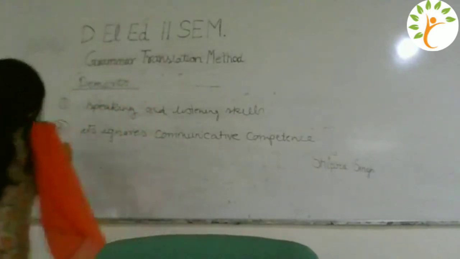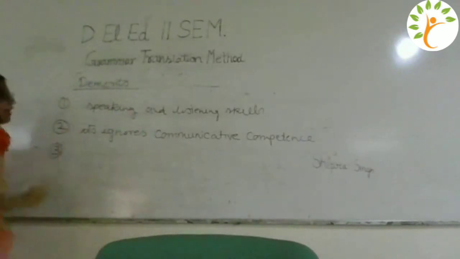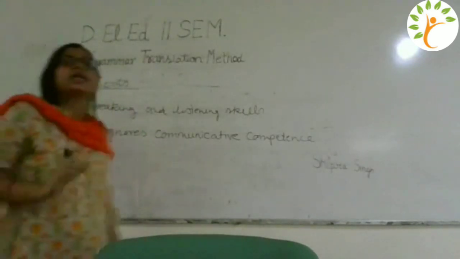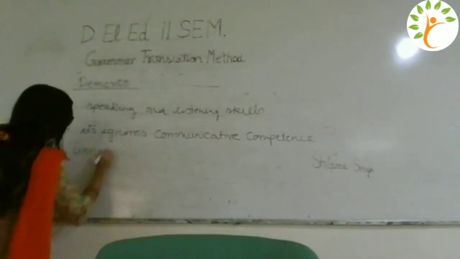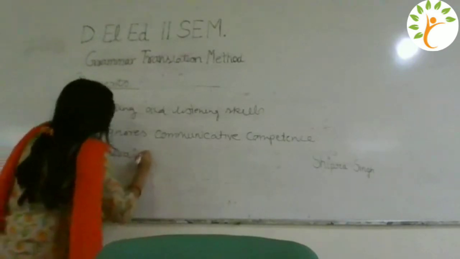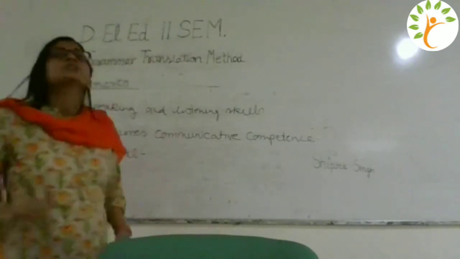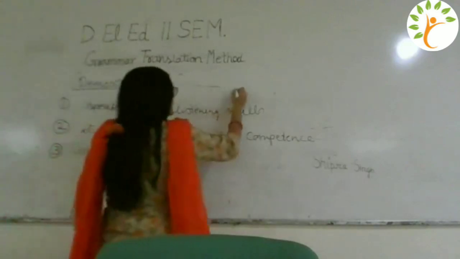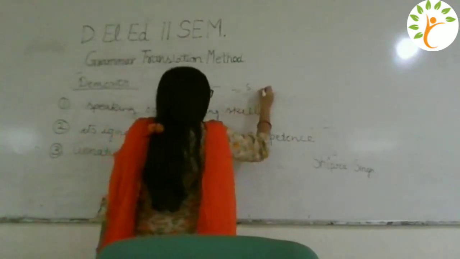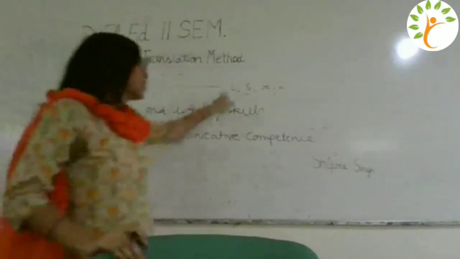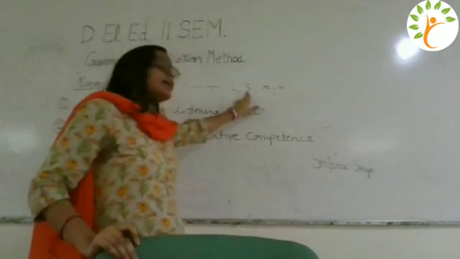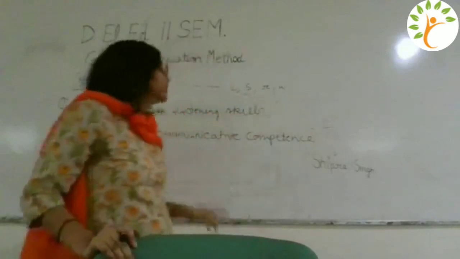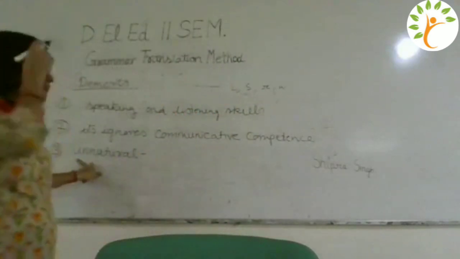Now, the third disadvantage of grammar translation method is that it is unnatural. This is an unnatural way of teaching, because the natural way of teaching is listening, speaking, reading and writing. So it does not follow this norm that first listening skills should be emphasized, later speaking, then reading and writing. So this is an unnatural method.